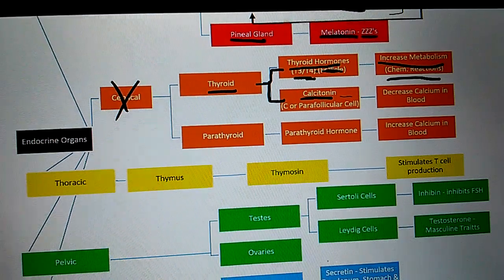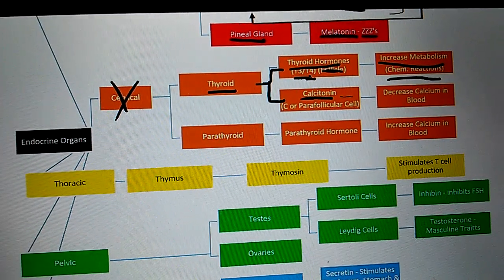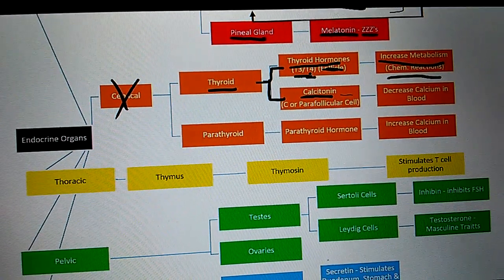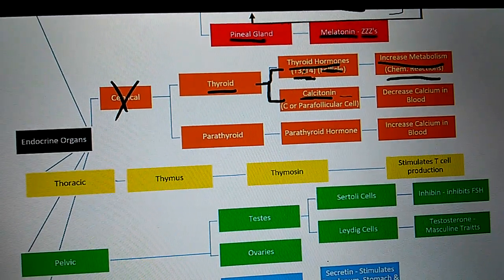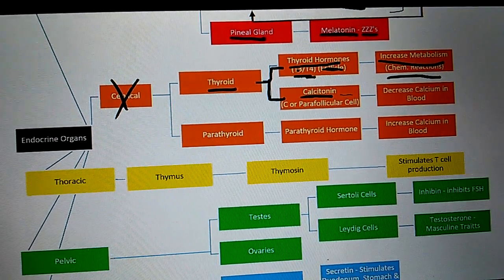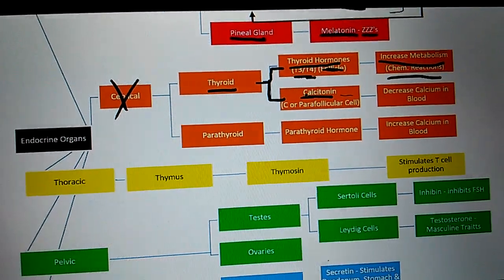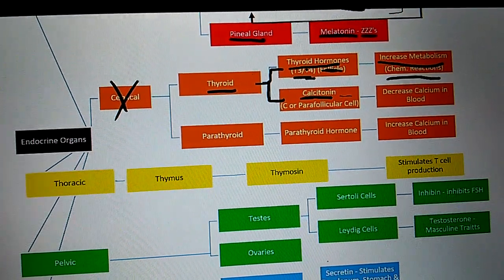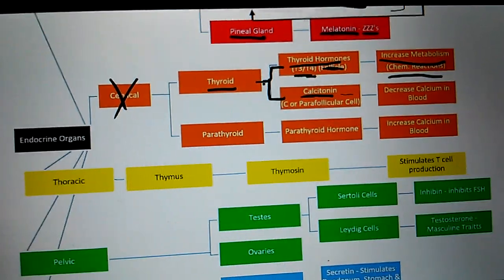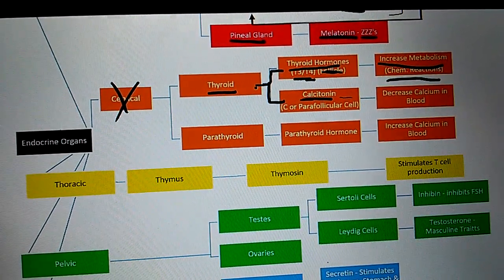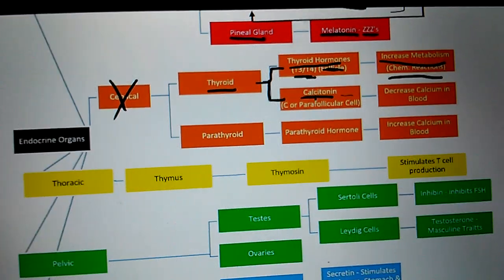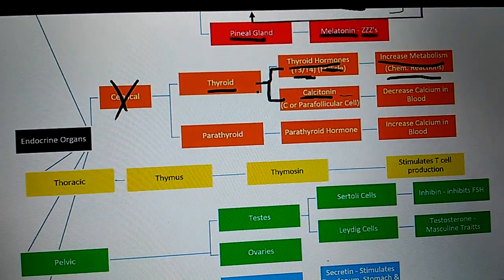What are the two thyroid hormones? T3 and T4. What two hormones are produced by the thyroid gland? Thyroid hormones and calcitonin. Is T3 produced by the thyroid gland? Yes. Is T4 produced by the thyroid gland? Yes. Is calcitonin produced by the thyroid gland? Yes.